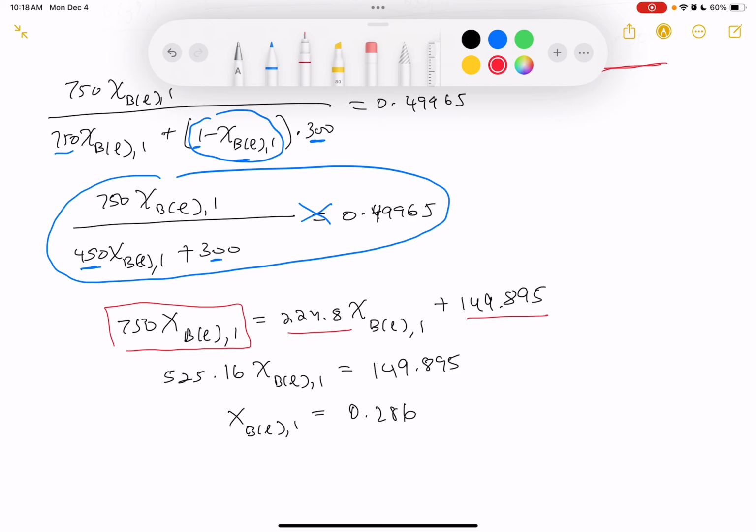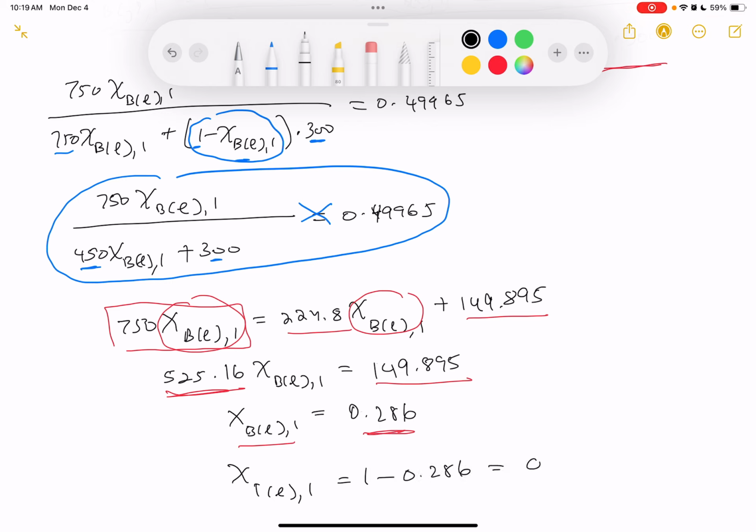I'm going to combine same terms here, which are the terms that contain mole fraction of benzene liquid 1. That gives me 525.16 times mole fraction of benzene liquid 1. That whole thing equals 149.895. If I solve for mole fraction of benzene liquid in 1, that's 0.286. And that is what the question is asking. If you want the mole fraction of toluene liquid in 1, then all you need to do is take 1 minus 0.286, right? And then you get 0.714, okay? So that's how you solve that problem.